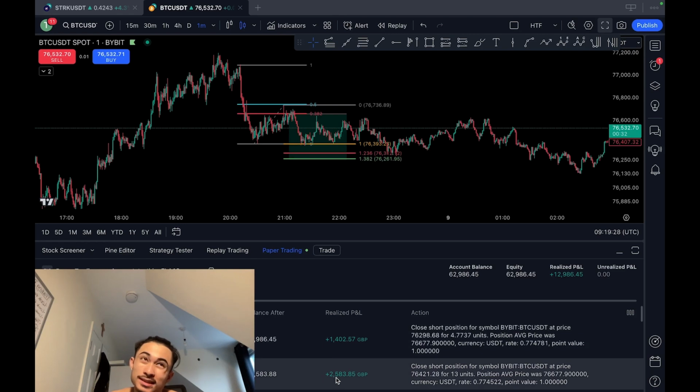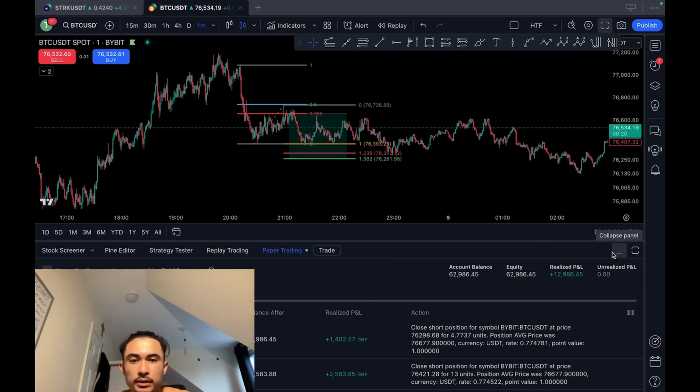Quick maths. 1.4 plus 2.6. That's what, about 4K? That's an 8 RR trade. No, it can't be. Risking 700 is about 6 RR. Well, it's 5.6 RR to be specific.